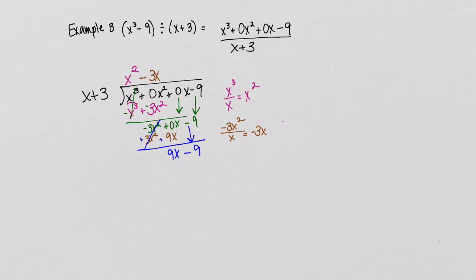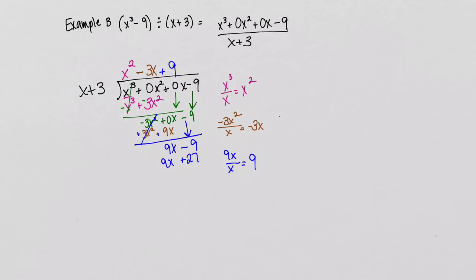So this time it's going to be 9x, my leading term, divided by x. That's going to leave me with 9. I put that number at the top. That is positive. I distribute my 9 to the x. That's going to give me 9x. I distribute 9 to 3. That's going to give me positive 27. So now it's time for me to draw the line and change the sign. Change, change. That goes to 0. Negative 9 plus negative 27 is negative 36.